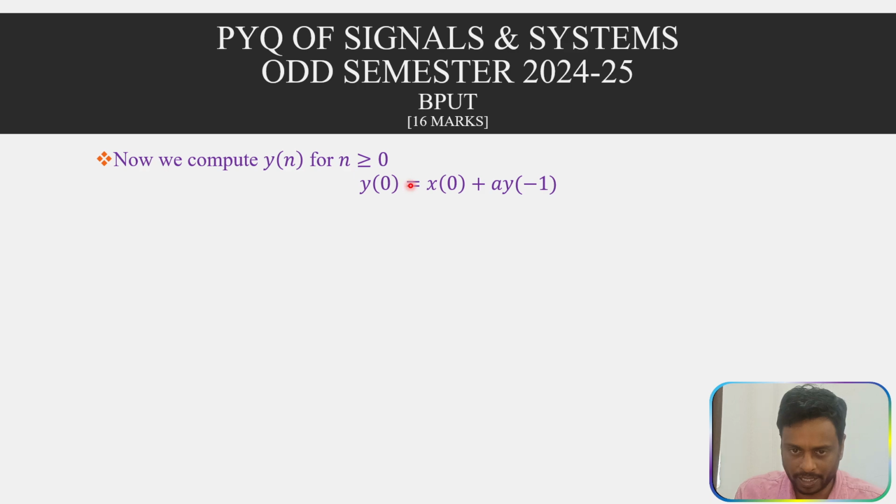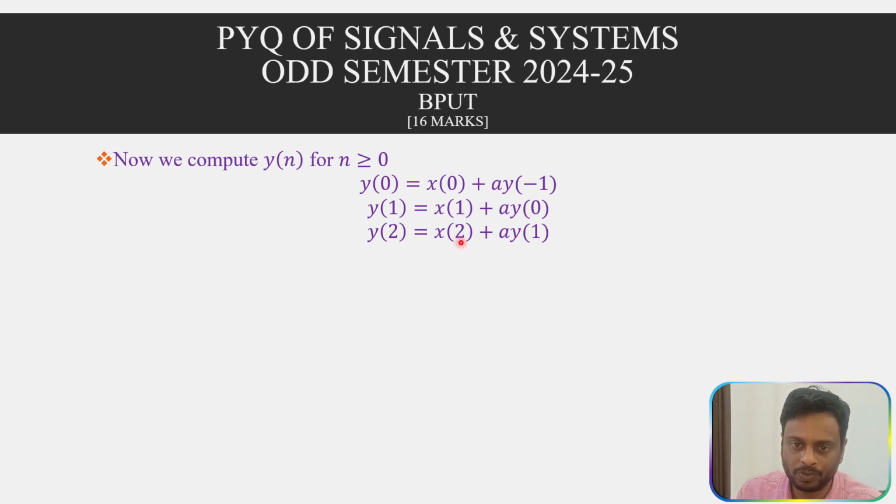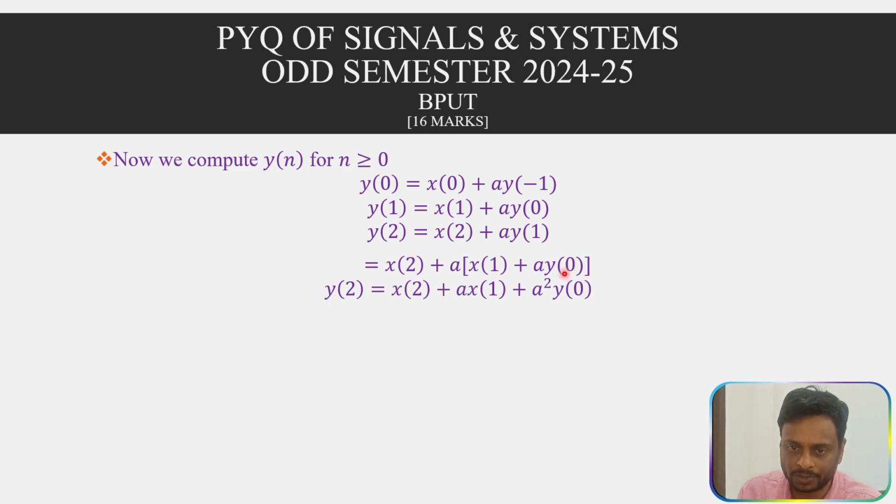Next, let us compute for n greater than or equal to 0. So let us put n equal to 0. So y of 0 equal to x of 0 plus a into y of minus 1. So y of 1 equal to x of 1 plus a of y of 0. So let us put y of 2 also, n value equal to 2. So you can say y of 2 equals x of 2 plus a into y of 1, that is x of 1 plus a into y of 0.